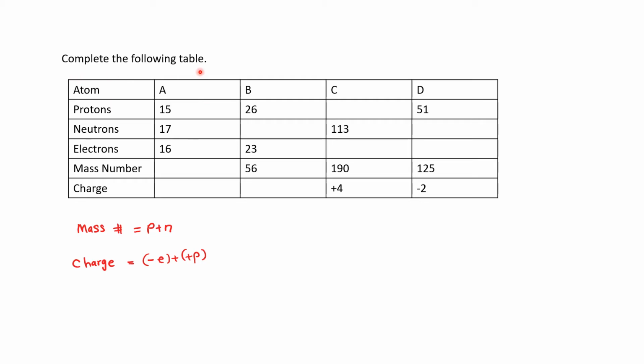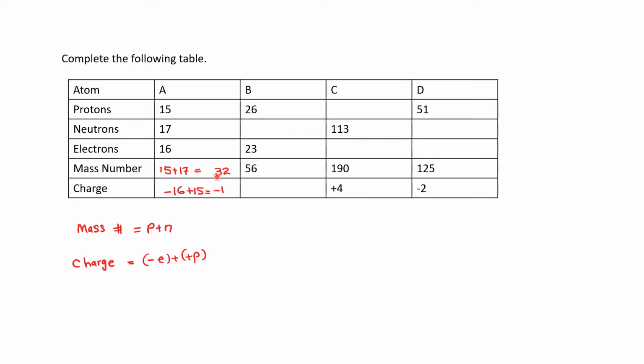Complete the following table. You are given 4 atoms and some data about protons, neutrons, electrons, mass number and charge. Now you know the mass number is protons plus neutrons and the charge is the sum of your negative and positive charges. So mass number in atom A is protons plus neutrons. That means 32.